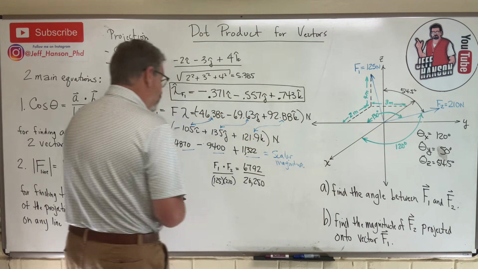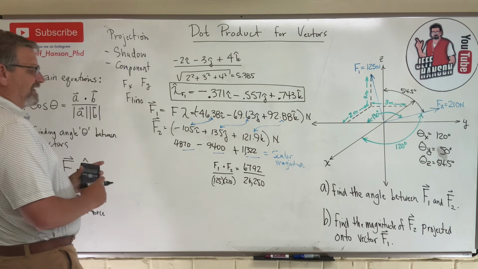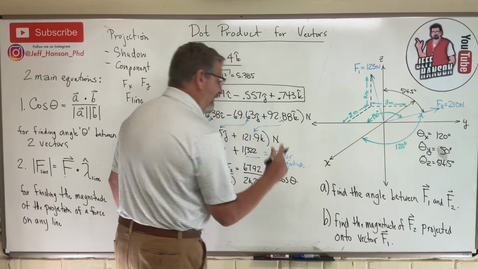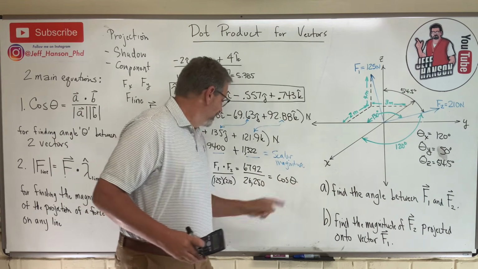Okay? So there you go. That's the dot product divided by the magnitudes. That's all of that. And that's equal to what? Cosine of that angle that we're looking for, right? We're looking for the angle between the two vectors. That's theta. Okay, let's find him.